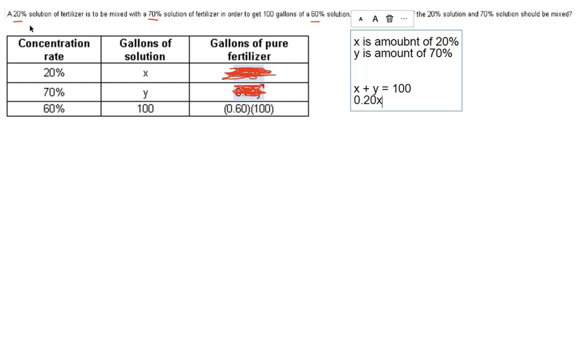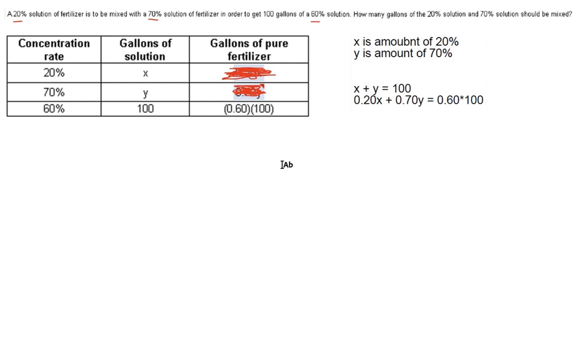20% of the first type of solution plus 70% of the other type of solution would equal 60% of the final solution, 100 gallons in that final solution. Okay, so this is the amount. The amount of fertilizer from the first one plus the amount of fertilizer from the second one equals the amount of fertilizer in the final mixture. Now we have two equations, so that's something we can solve.